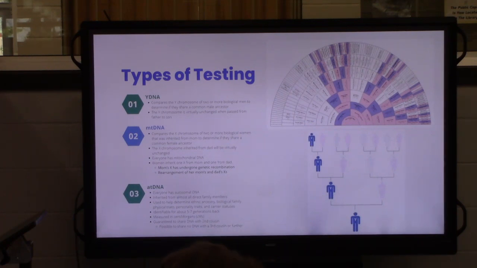So there's our mitochondrial DNA. Let's see what else here. Oh, and that helps us, again, to determine if 2 or more women have the same common female ancestor. So these 2 charts right here actually show us how this works.